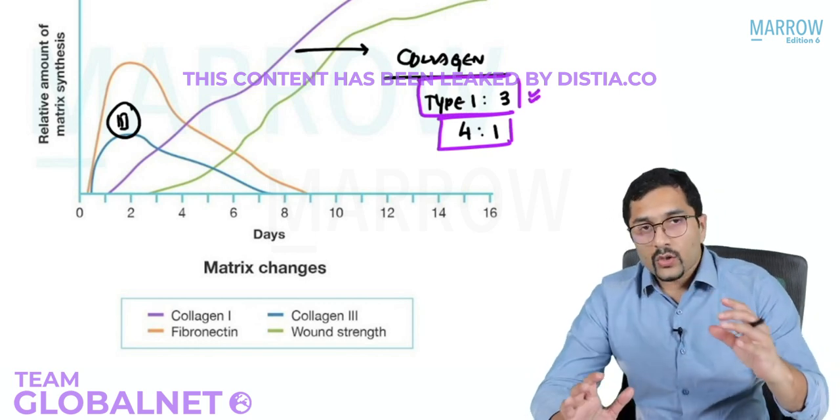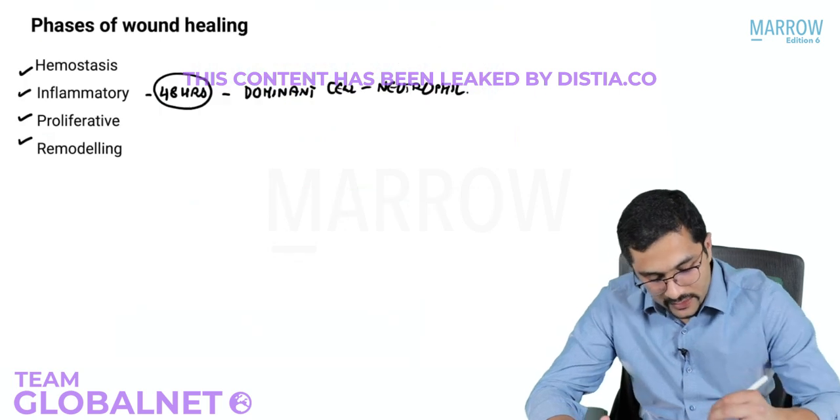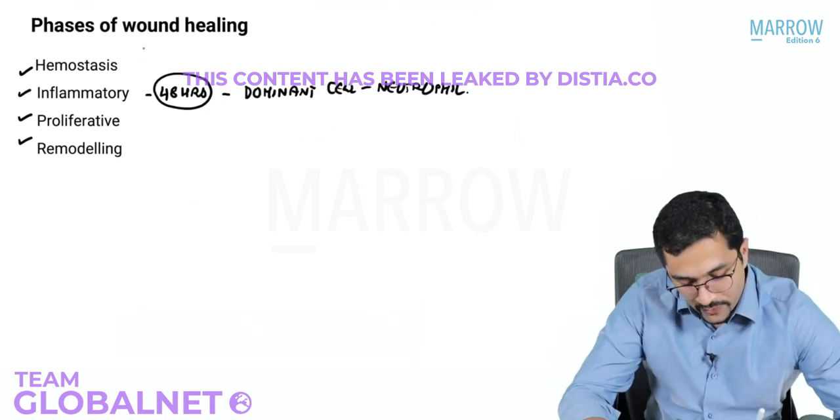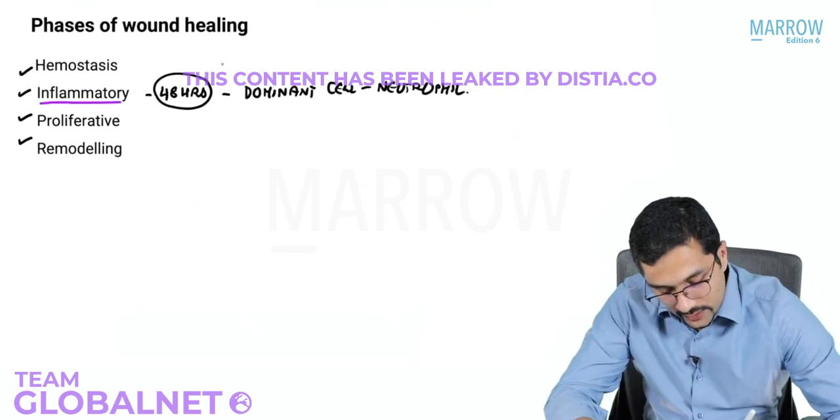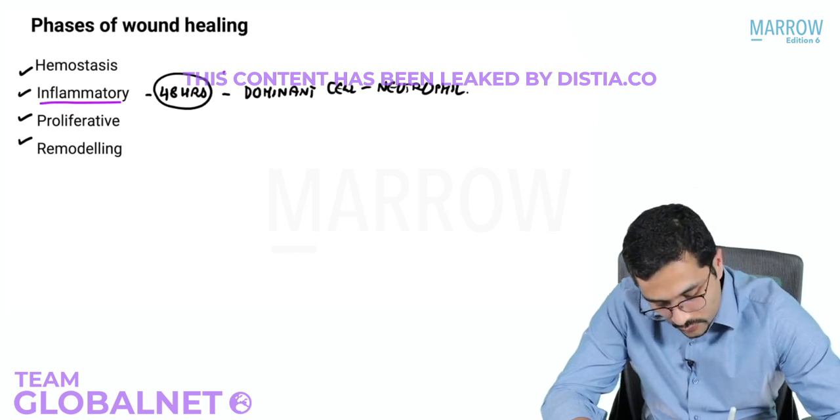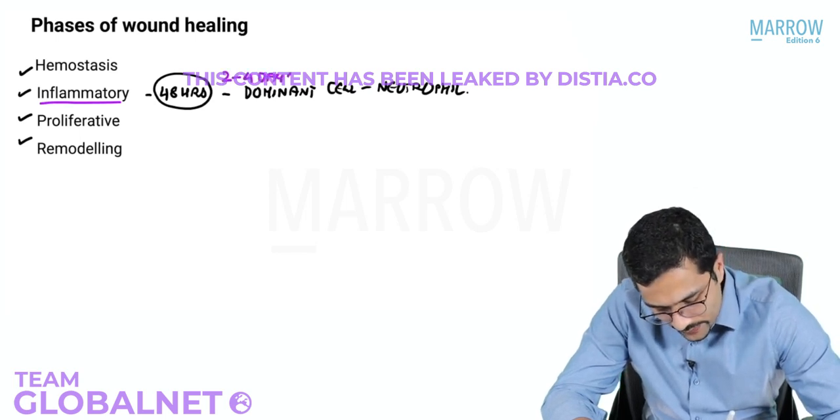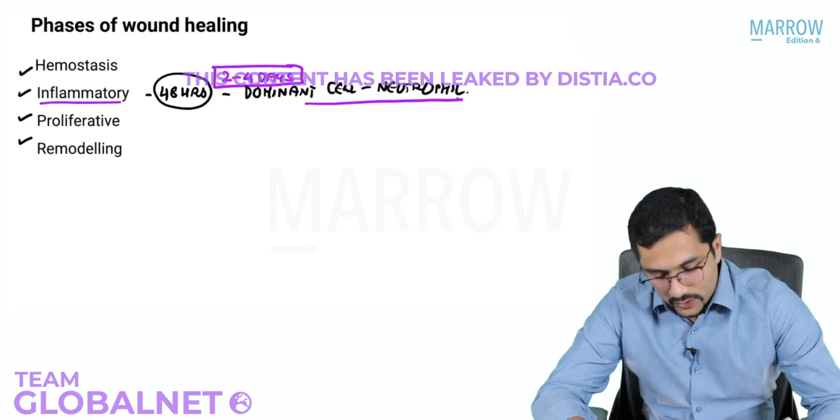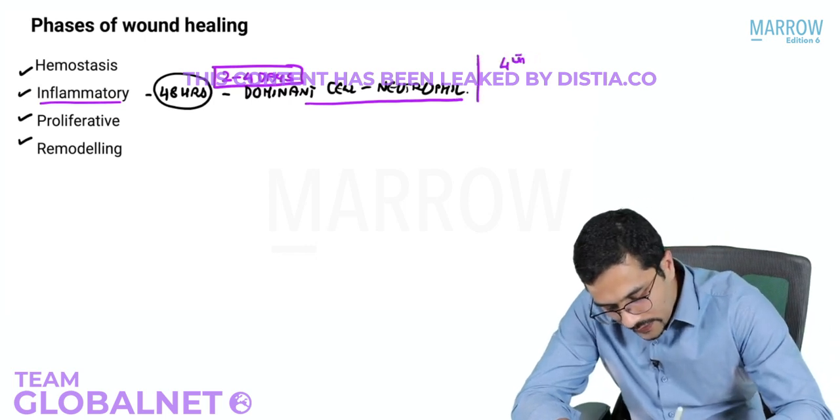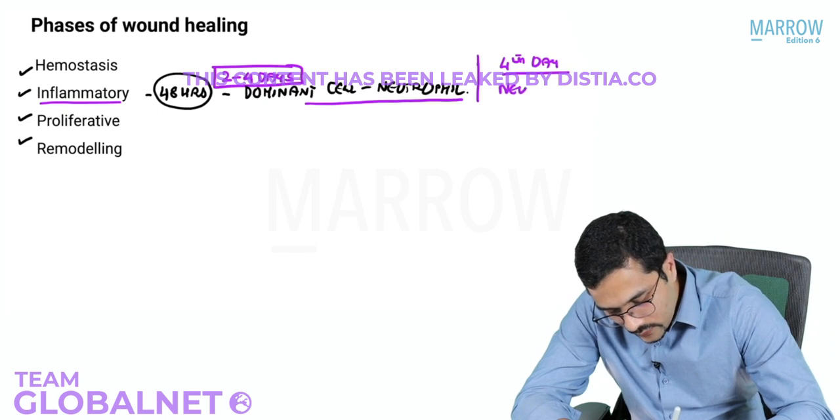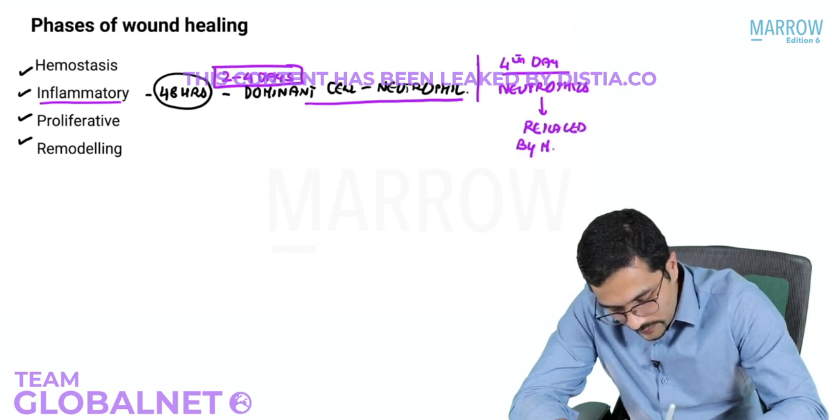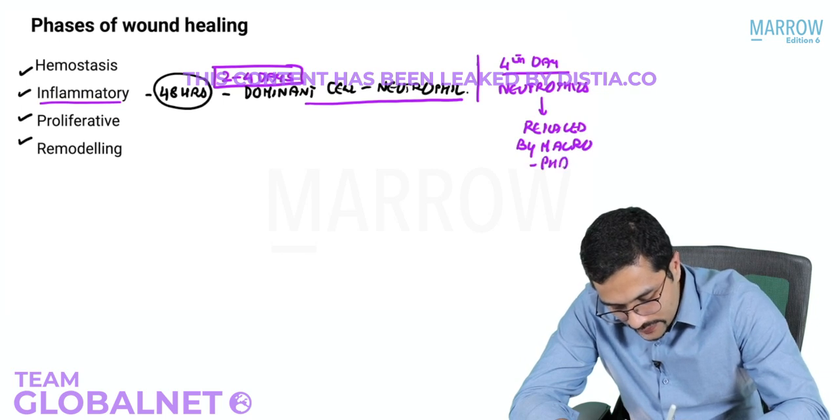Okay, so let me just summarize everything I have said. There are 4 phases. Hemostasis occurs early. This is the first response of the body to stop the blood. Then the inflammatory phase is going to start. The inflammatory phase is going to last for 2 to 4 days, and the dominant cell here is the neutrophil. After the 4th day, neutrophils are replaced by macrophages, which will clear out all the debris in the wound.